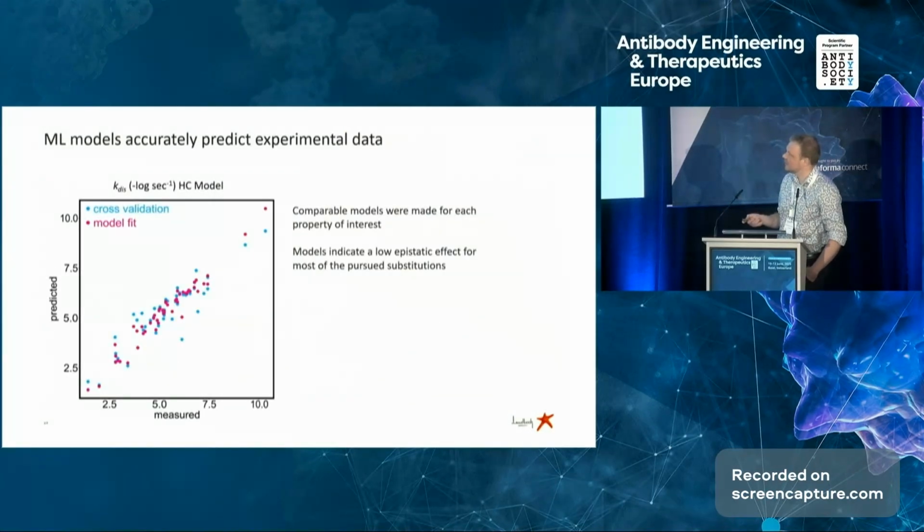At this point, the models we had were really starting to become well-informed and also really strong. So they are really good at predicting the experimental data. And here is the dissociation rate from the SPR measurements, predicted against measured values. And basically in red, we have the model fit.